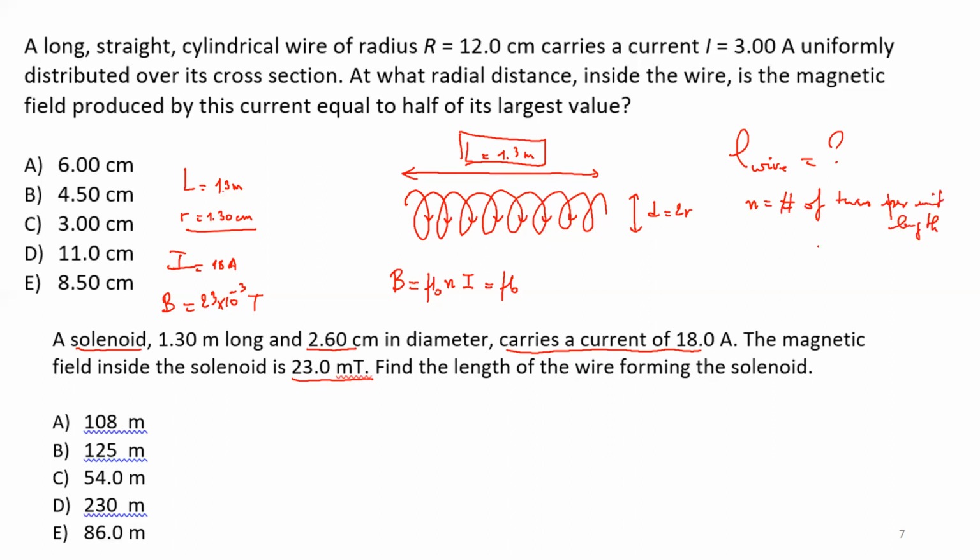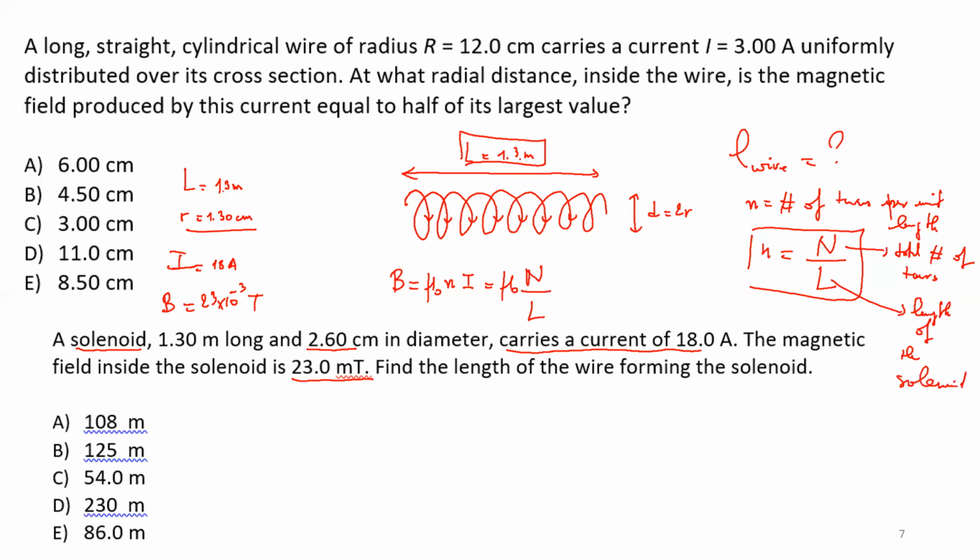In other words, n is the total number of turns, capital N, divided by the total length of the solenoid. So this is n equals capital N divided by L. Capital N is the total number of turns, and L is the length of the solenoid. Here, of course, L is 1.3. And then I multiply by I. So here, this magnetic field is just 23 times 10 to the power minus 3 Tesla.